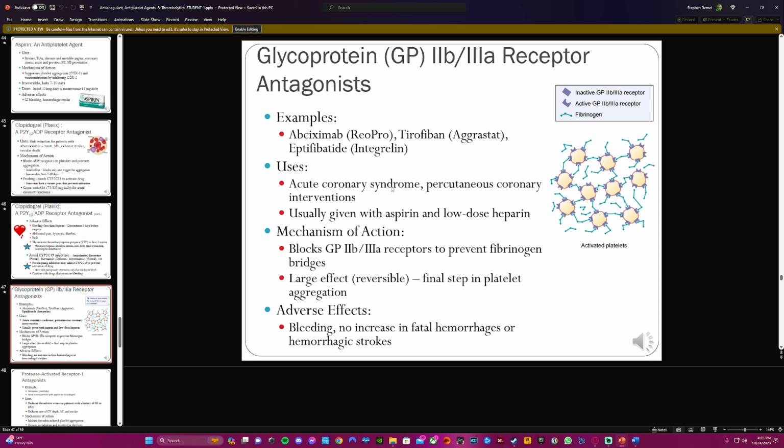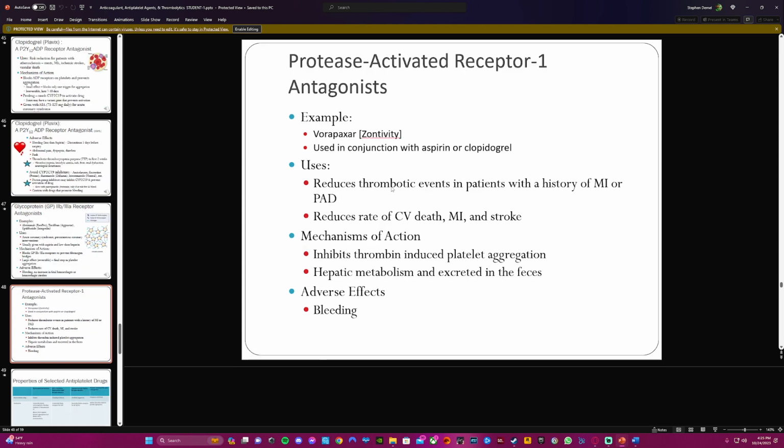Mechanism of action is it blocks glycoprotein 2B and 3A receptors to prevent fibrinogen bridges. This has a large effect. It is reversible. It is the final step in platelet aggregation. Adverse effects are bleeding, with no increase in fatal hemorrhaging or hemorrhagic strokes.